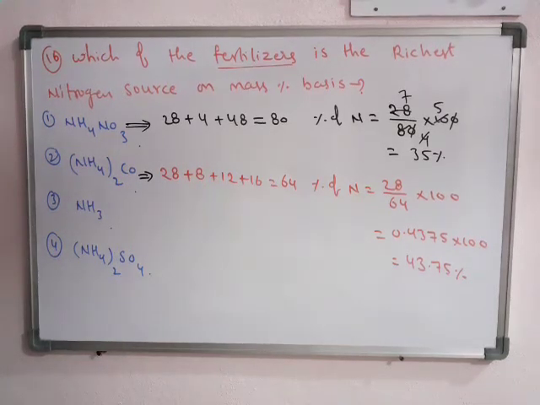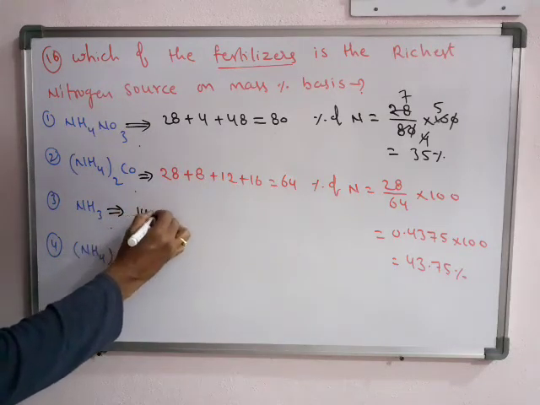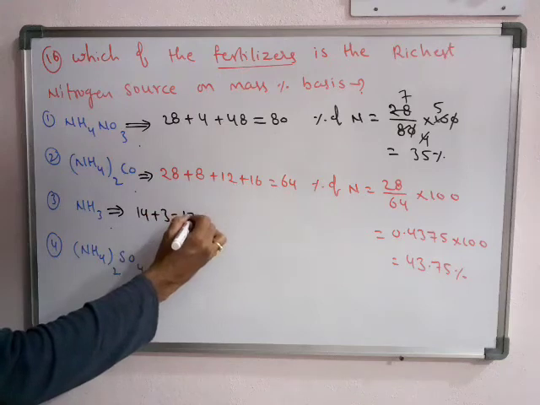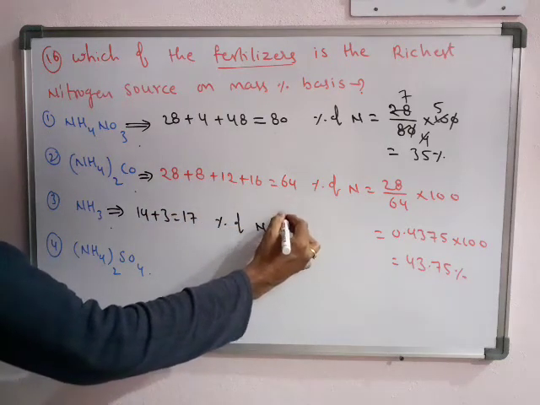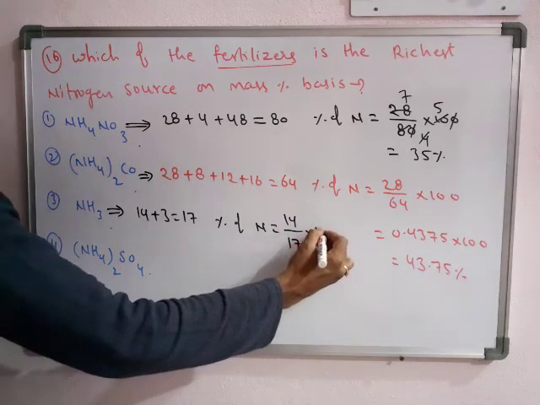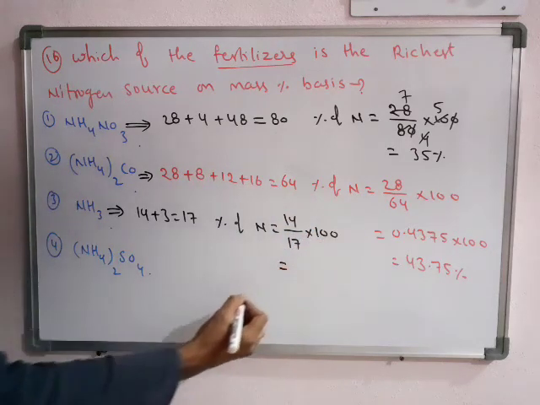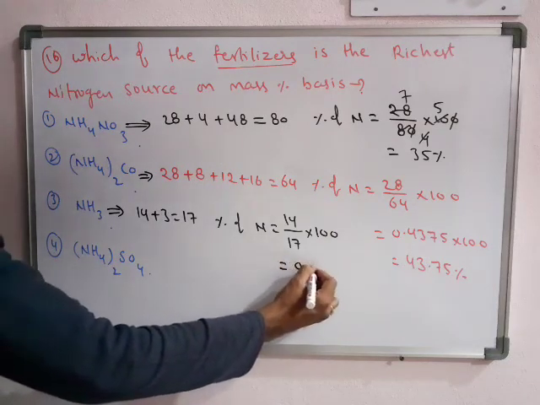In NH3, which looks very simple, nitrogen is 14, hydrogen 3, total 17. So the percentage of nitrogen is 14 in 17. It appears to be a very high percentage. It gives 0.8235.